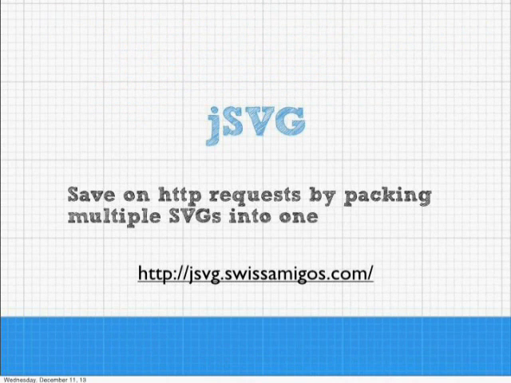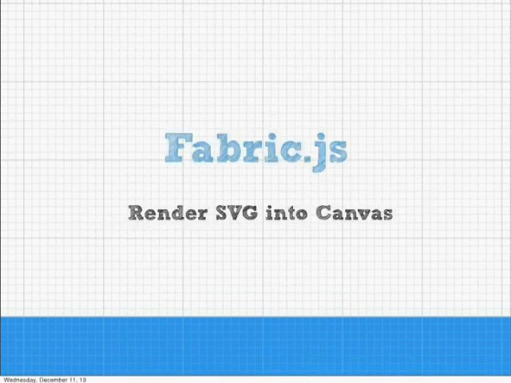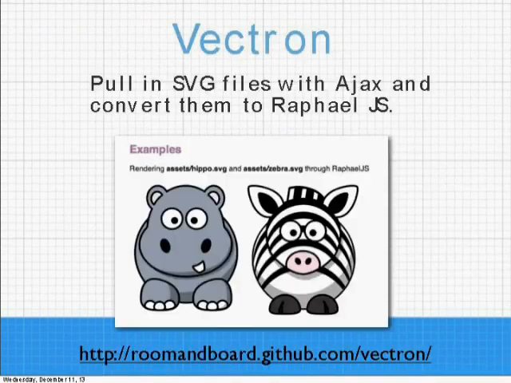JSVG, you can pack multiple SVGs into one request. Fabric.js, you can render SVG into Canvas. Vectron is a library I created, so you can AJAX in an SVG, parse it into Raphael, and then display it in old browsers.